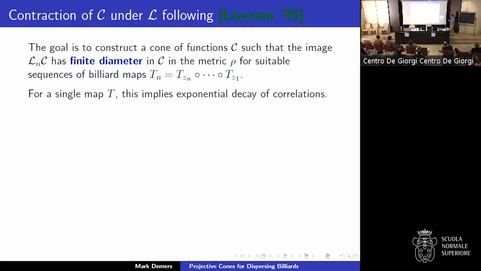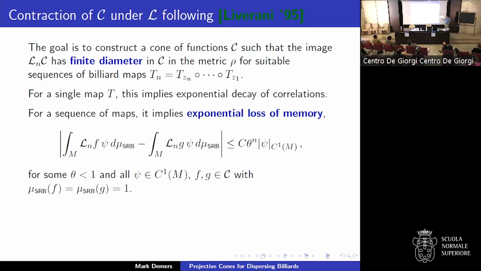So the goal here, following, I think one of the first dynamical applications of this that Liverani did back in '95 to some smooth hyperbolic and piecewise hyperbolic maps, is to try to show that when you iterate this operator enough times, this one, right? And so here it's not an iterate of a single operator, but some sequence of operators, then it has finite diameter in the cone. And that will tell you that you have some sort of exponential contraction, right? So if it's a single map, then you have exponential decay of correlations.